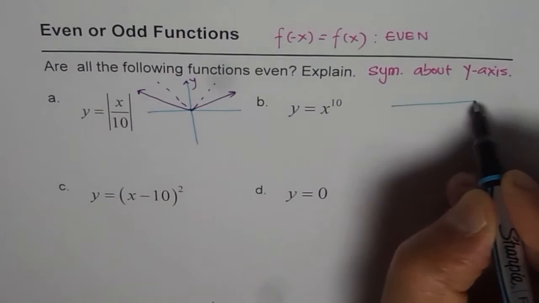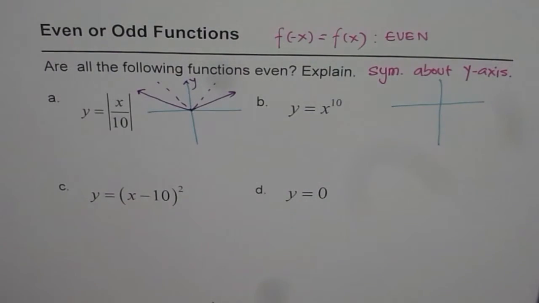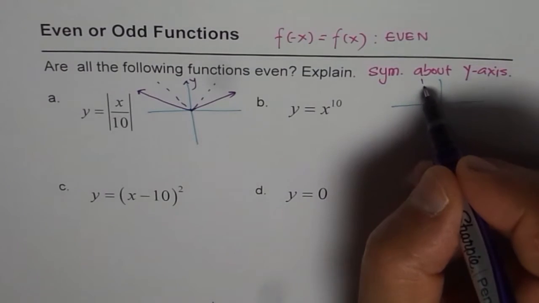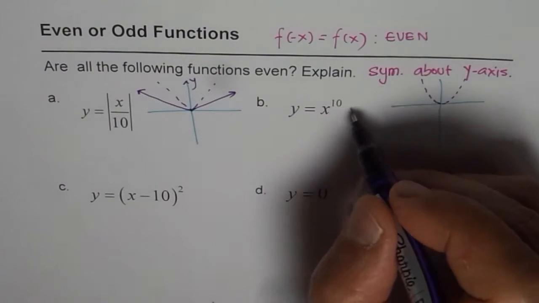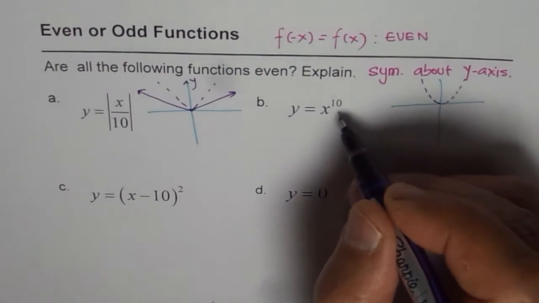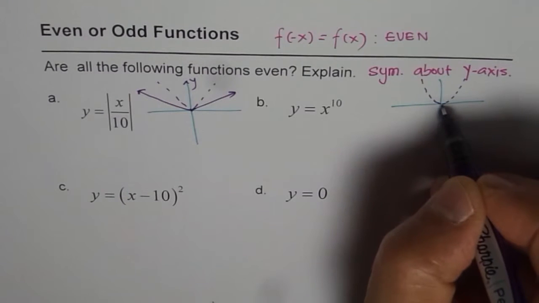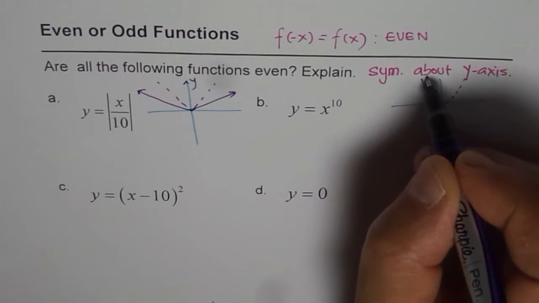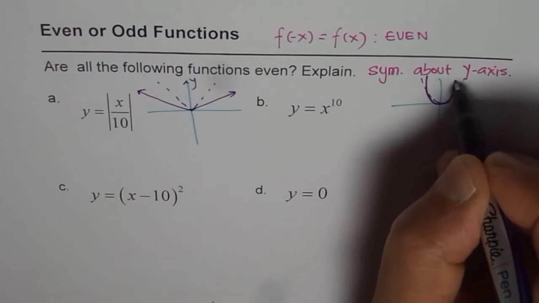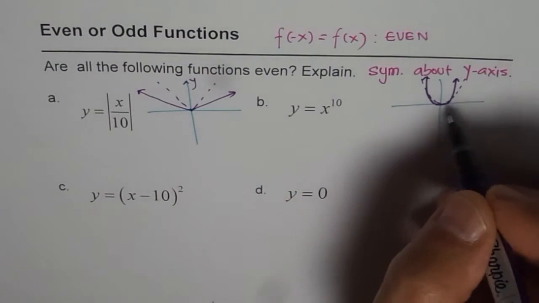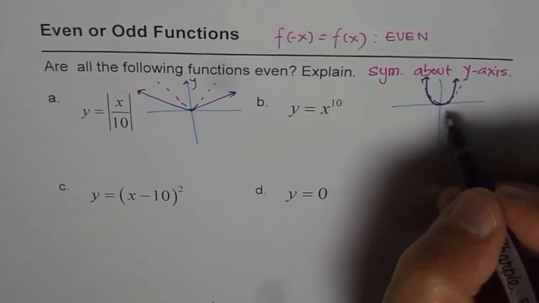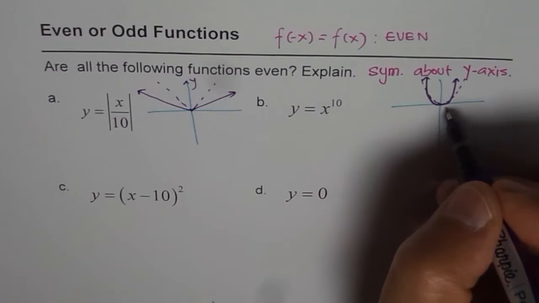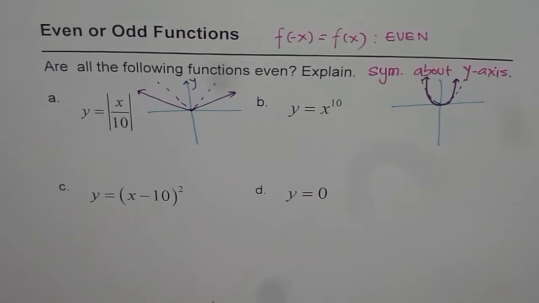Part B, we have this function which is x to the power of 10. We know x squared will be kind of like this. x to the power of 4 will be flatter here. x to the power of 10 will be kind of like this, it's not that good a graph, but it is stretched on this side but flatter at the vertex. But anyway, it is going to be even since it is symmetric about the y-axis. So this is also even.